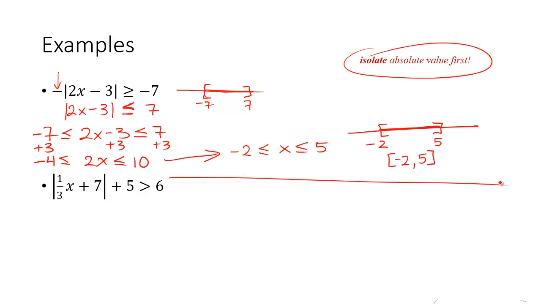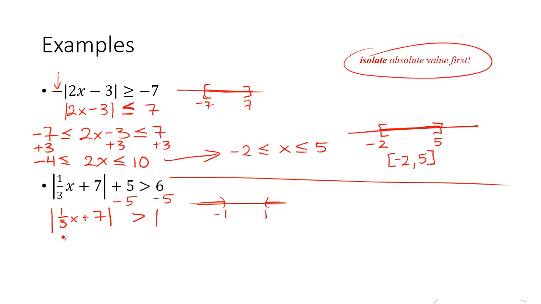All right, let's take a look at this example here. We also need to isolate the absolute value here, so let's subtract the 5 first. So we've got 1/3 x plus 7 absolute value greater than 6 minus 5, which is 1. So now it's greater than, so it's either less than negative 1 or greater than 1. It's on the outskirts. It's not between the positive and negative. It's on the outskirts of the possibilities.